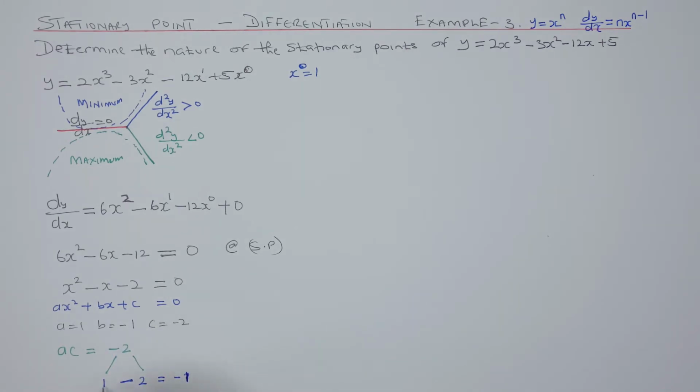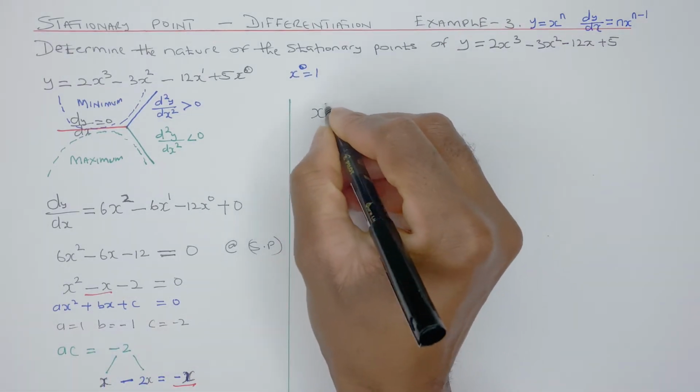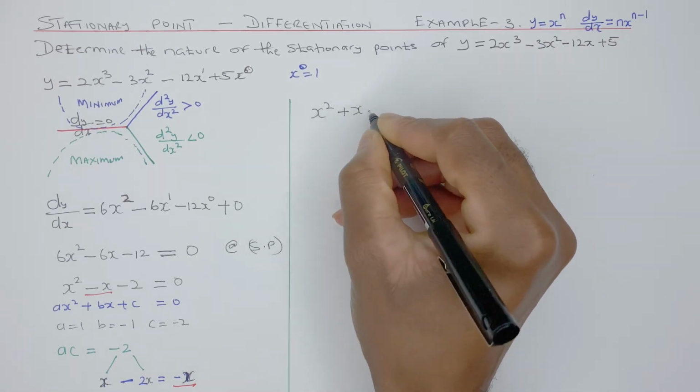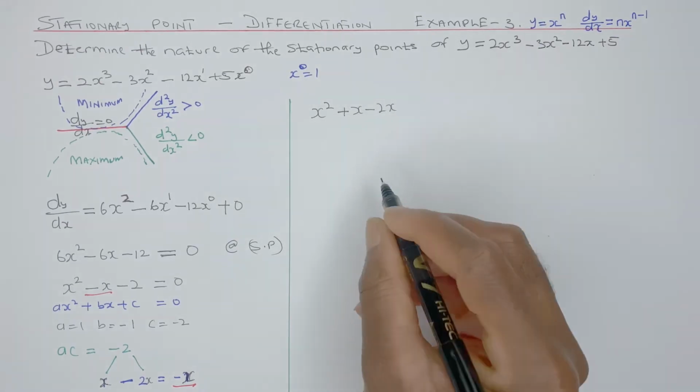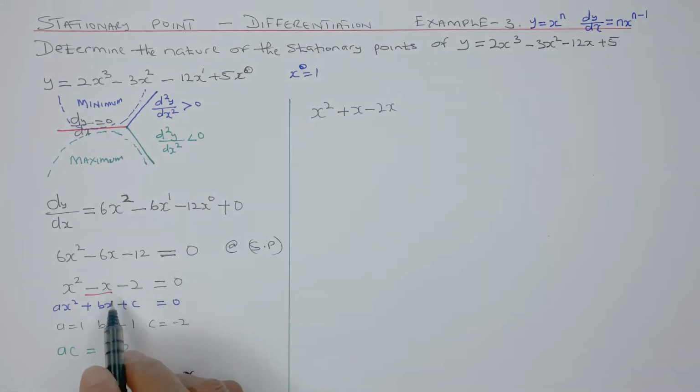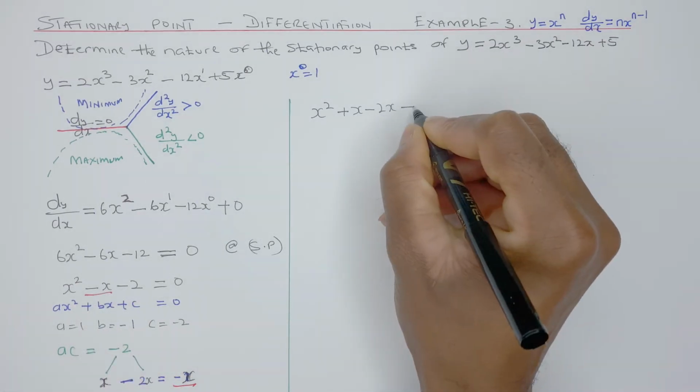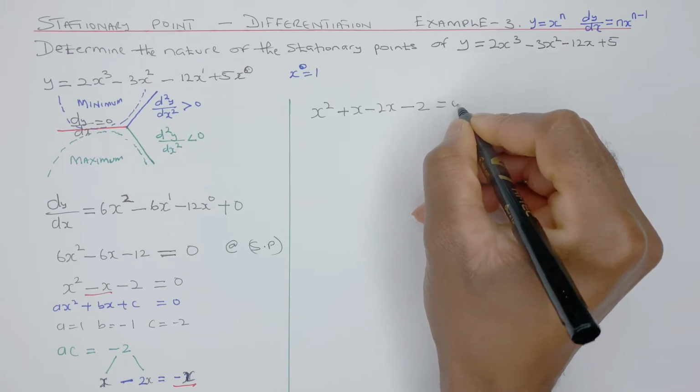Multiply them by x. 1 times x is x, minus 2 times x is minus 2x, and x minus 2x gives minus x. So I'm going to replace the minus x here with x minus 2x. So x squared plus x minus 2x, and x minus 2x is minus x. So we got that back. Minus 2 equal to 0.